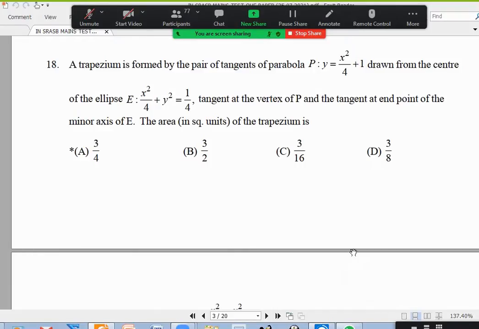Sir, 18. A trapezium is formed by a pair of tangents of the parabola drawn from the center of this ellipse, the tangent at the vertex of P and the tangent at the end point of the minor axis of P. What is the area of the trapezium?